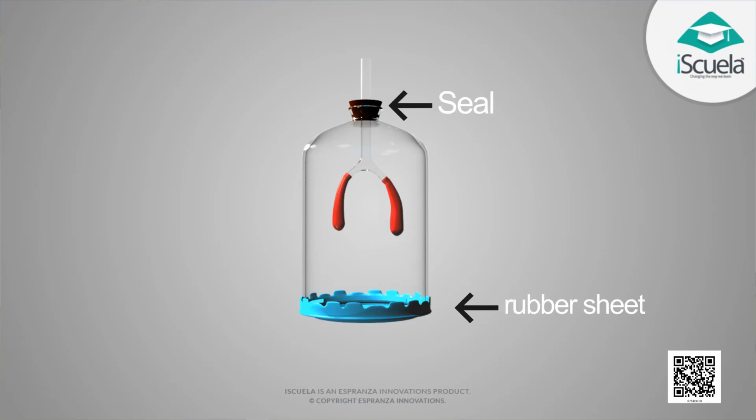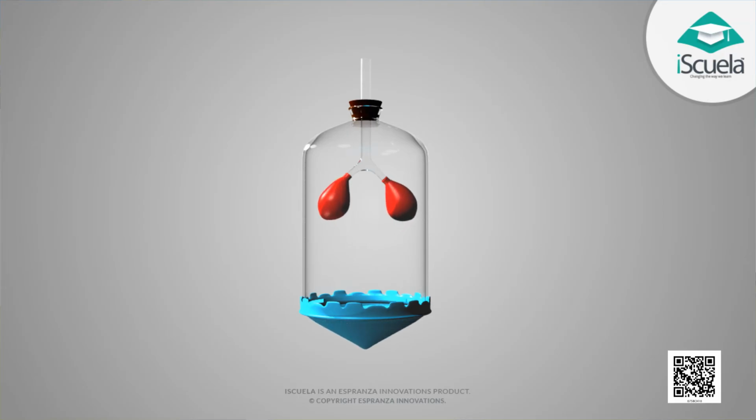To the open base of the bottle, tie a thin rubber or plastic sheet with the help of a large rubber band. To understand the expansion of the lungs, pull the rubber sheet from the base downwards and watch the balloons. Next, push the rubber sheet up and observe the balloons again. Did you notice any change in the balloons? Yes, you will observe that when we pull the rubber sheet downwards, the balloons inflate, and when we push the rubber sheets up, the balloons deflate.